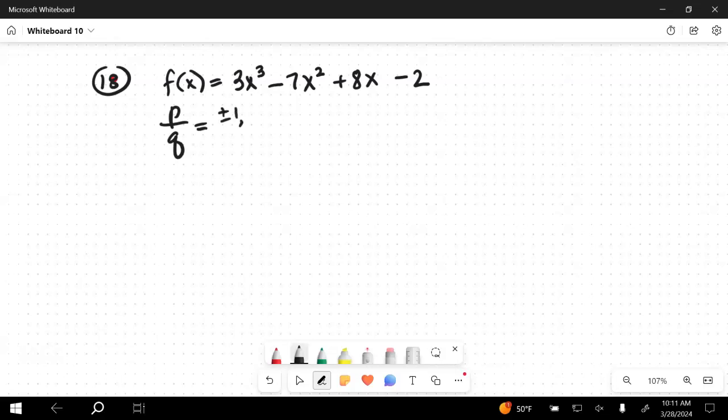Factors of 2 will be plus or minus 1 and plus or minus 2. Factors of the lead coefficient 3 will go on the bottom, plus or minus 1, plus or minus 3. I'm going to do all of the different combinations over 1 first. 1 over 1, 2 over 1. Then I'll turn around and do all of the combinations over 3. 1 over 3 and 2 over 3.